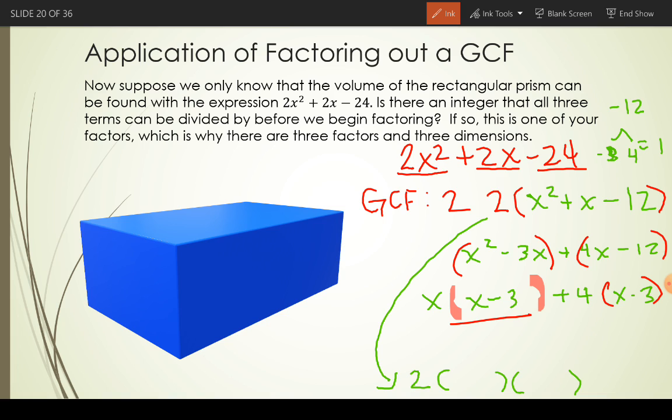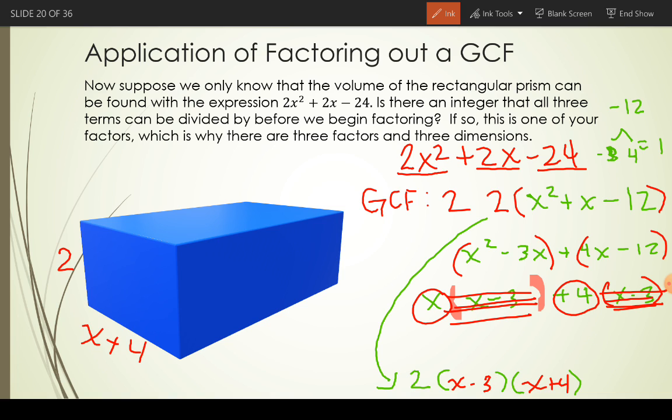We have x minus 3 here and x minus 3 here. So I know that x minus 3 is one of my factors. I can cross that out to see what's left. x plus 4. So if I wanted to label my rectangular prism here, I'd have a height of 2. Here would be x plus 4, and this would be x minus 3.